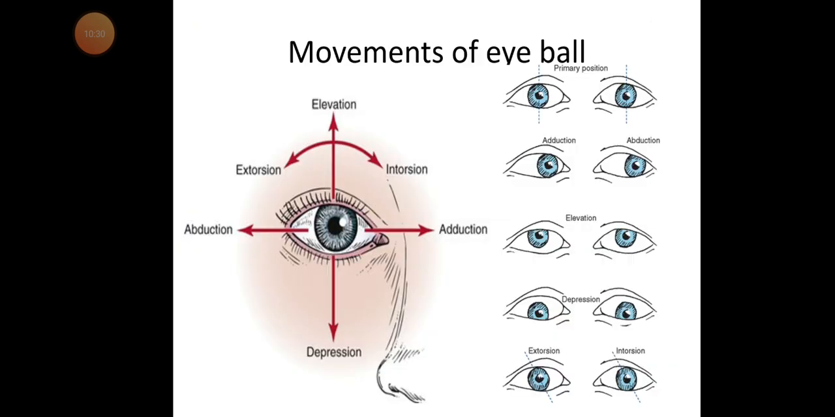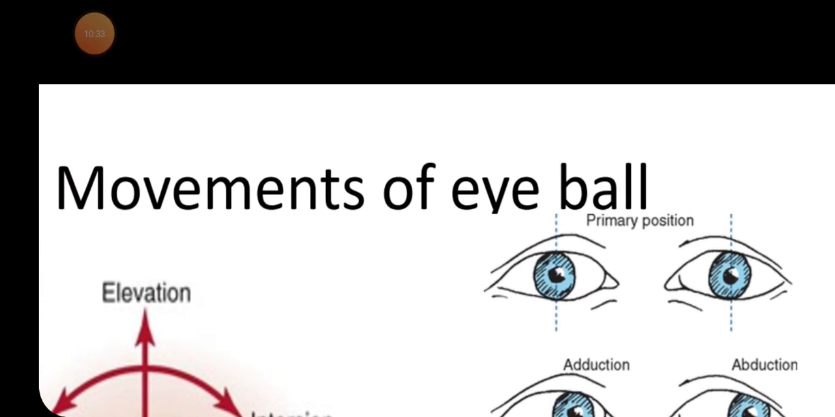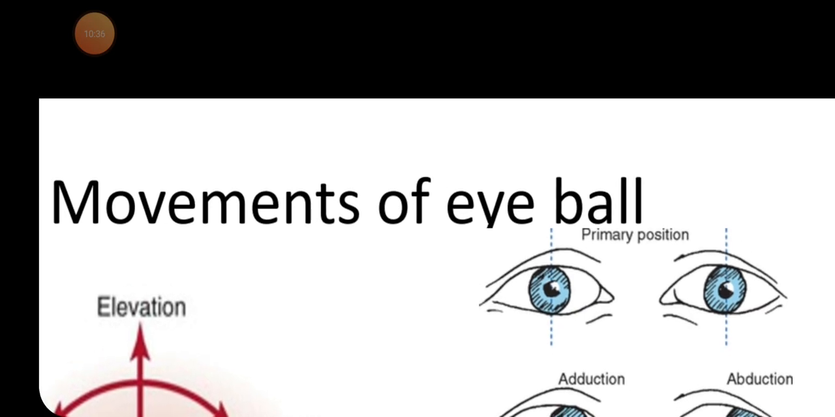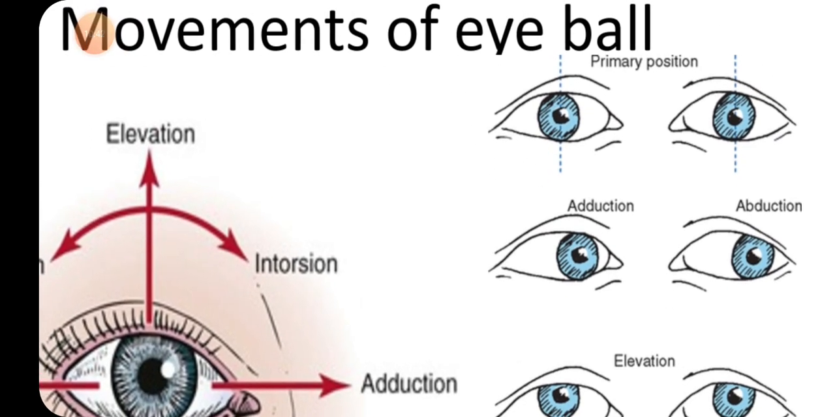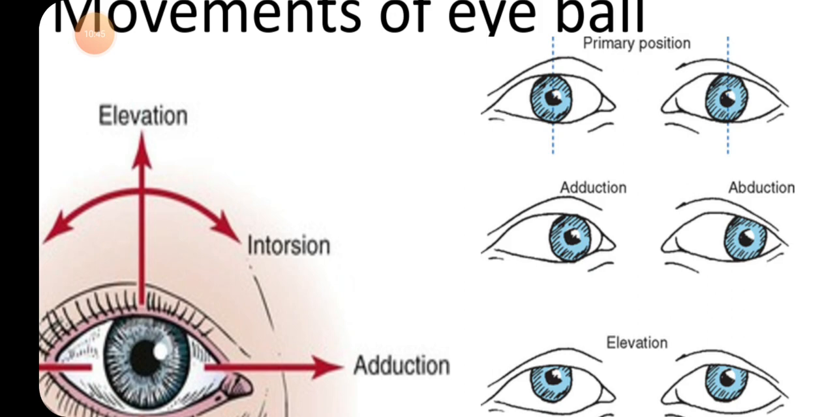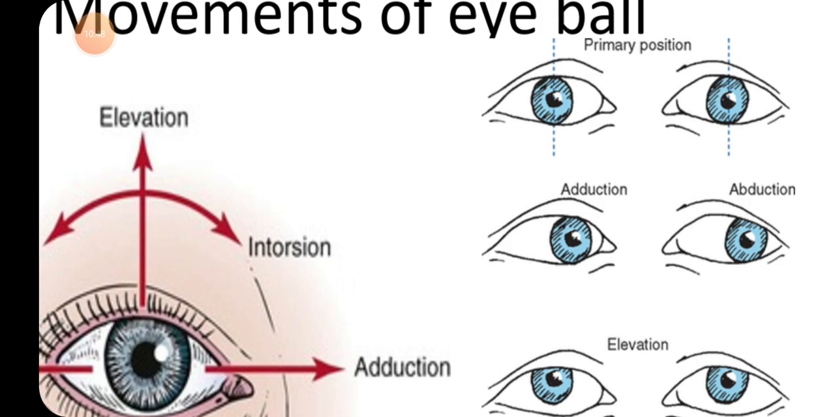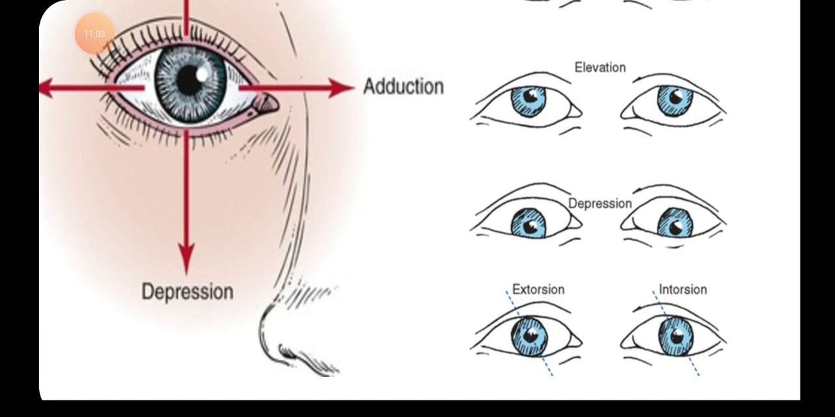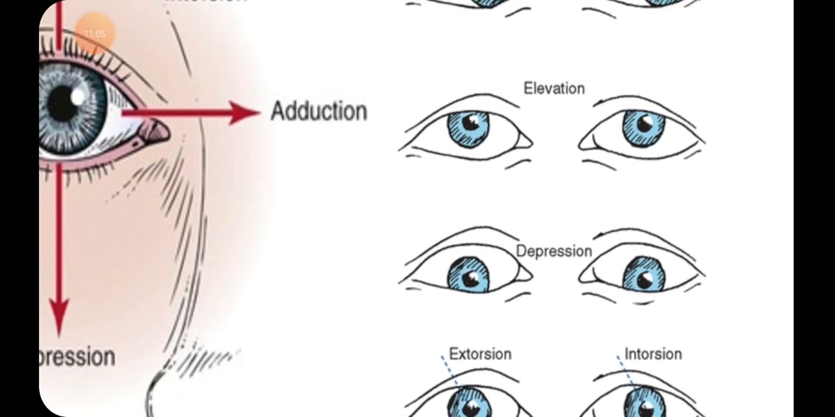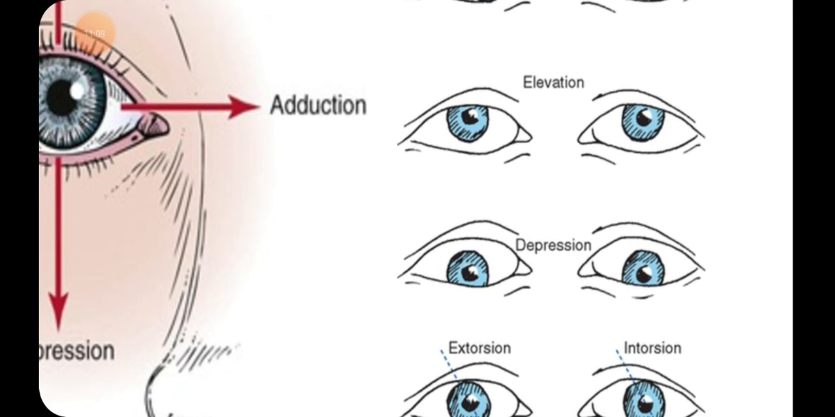Before discussing the muscles, first we should know the movements of the eye. See in this picture, the first one is the primary position. It is the normal position of the eye; a person is seeing towards the anterior aspect. Then if the person moves the eye towards the medial side, towards the nasal side, that is called adduction. If the person moves the eyeball to the lateral side, it is called abduction. Next, if the eyeball is lifted up, it is called elevation. If the eyeball is moved downwards, it is called depression.